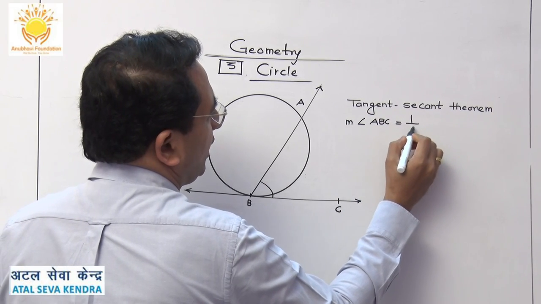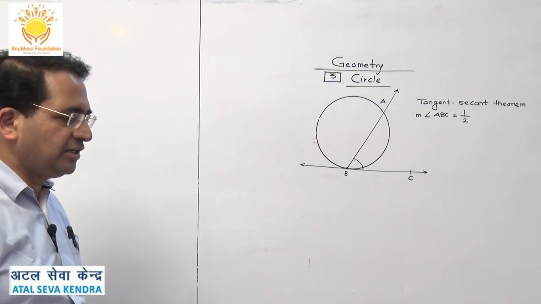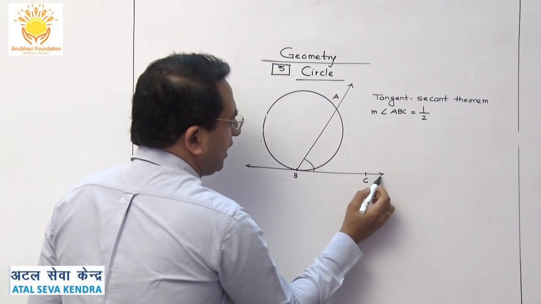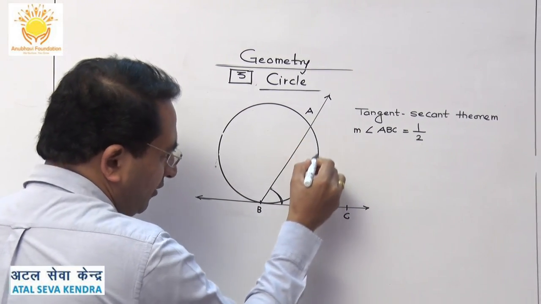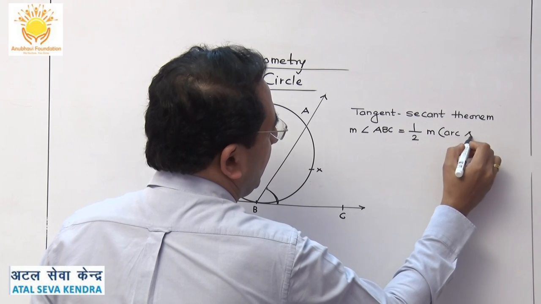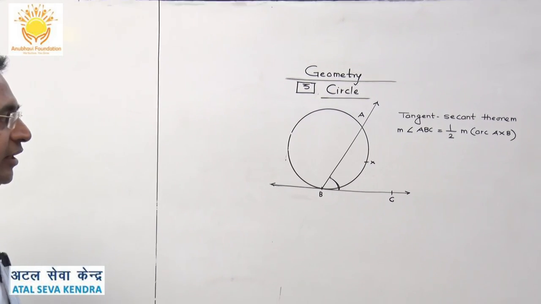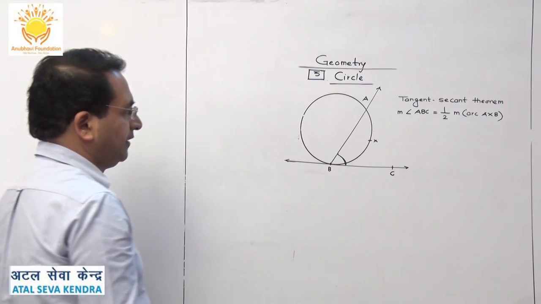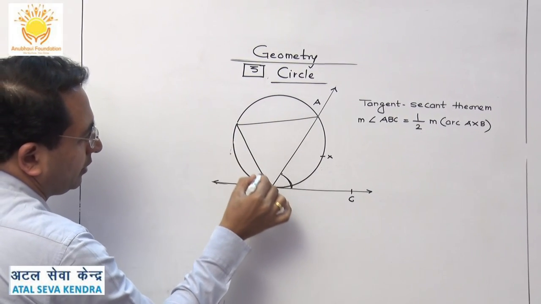The property looks like an inscribed angle theorem. Inscribed angle theorem will be what? Inscribed angle is half the intercepted arc. Here the angle between tangent and secant is going to be half of the arc which is included between this. That is half of major arc AXB. This is known as tangent secant theorem.